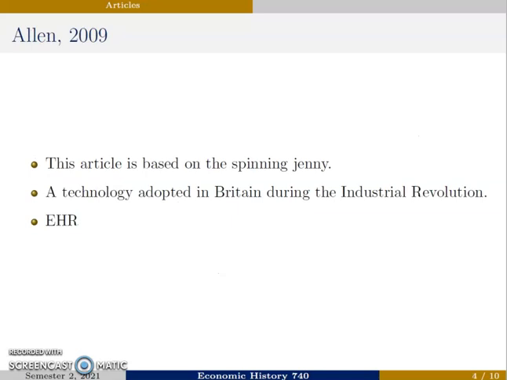So Robert Allen's article is based on the spinning jenny. This was a technology adopted in Britain during the Industrial Revolution that really made it easier to wind cotton and wool into usable materials. It was a low-cost technology that could be easily adaptable, and he compares it to other parts of the world like France and India as well. Why was this technology specifically in Britain and not in other parts of the world? As I've mentioned, it's the Economic History Review article, and we have read some of Allen's other work on wages as well in the Industrial Revolution session.